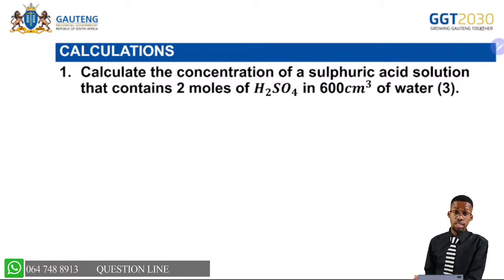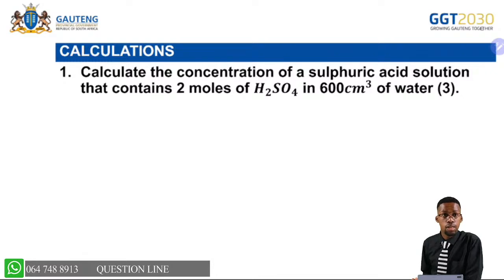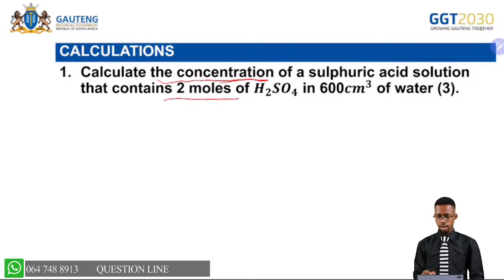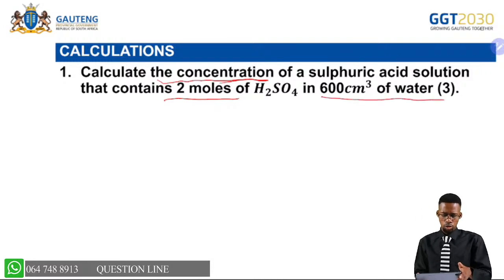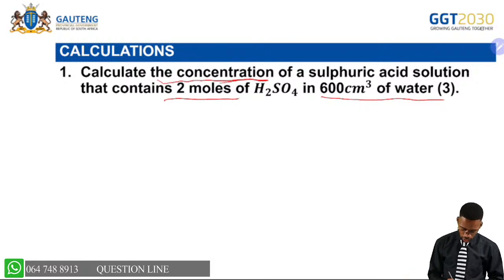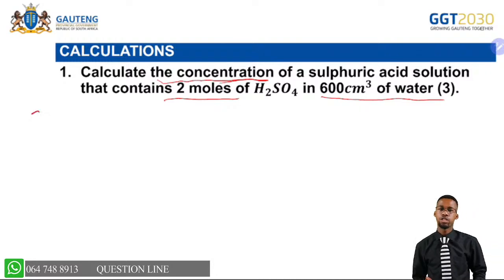So we were confronted with a challenge, and here is our challenge. It says calculate the concentration. That is what the question wants. Calculate the concentration of sulfuric acid solution that contains 2 moles in 600 centimeter cube of water. So that is what you do. You write down your data. The question requires us to calculate for concentration.